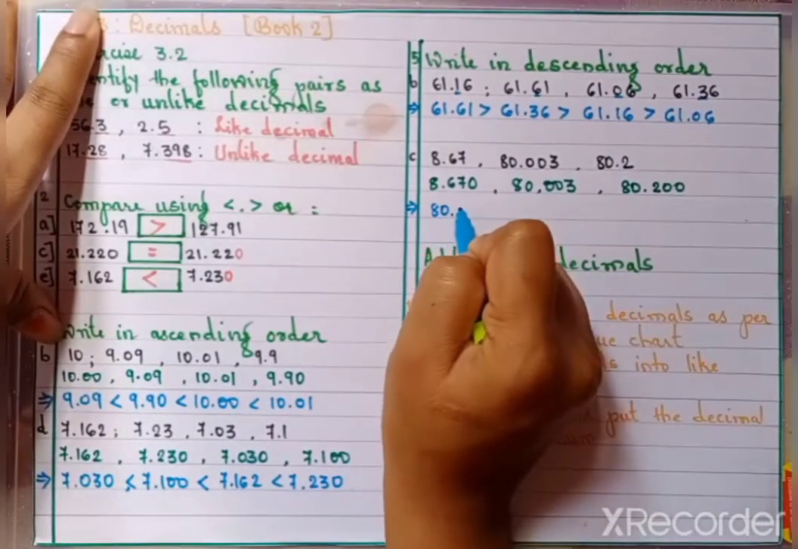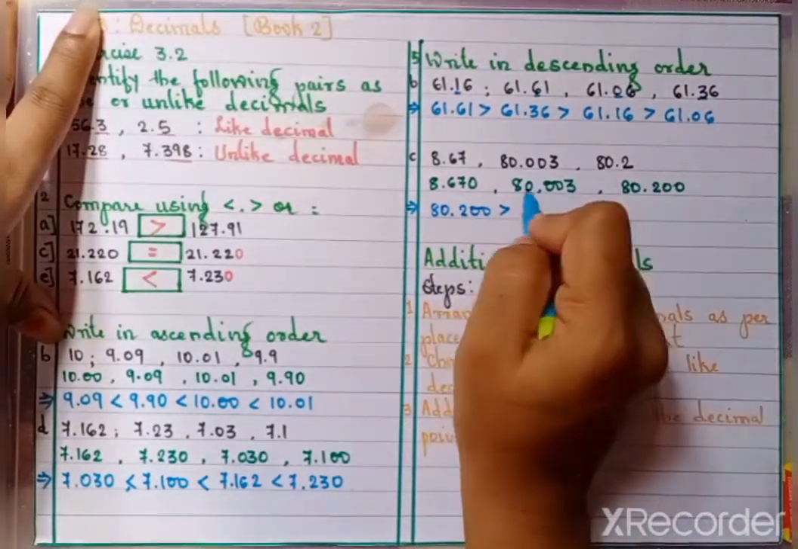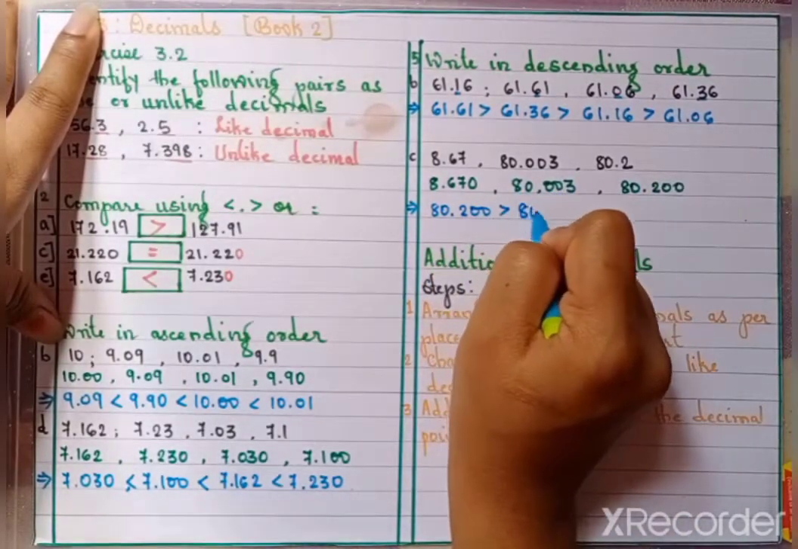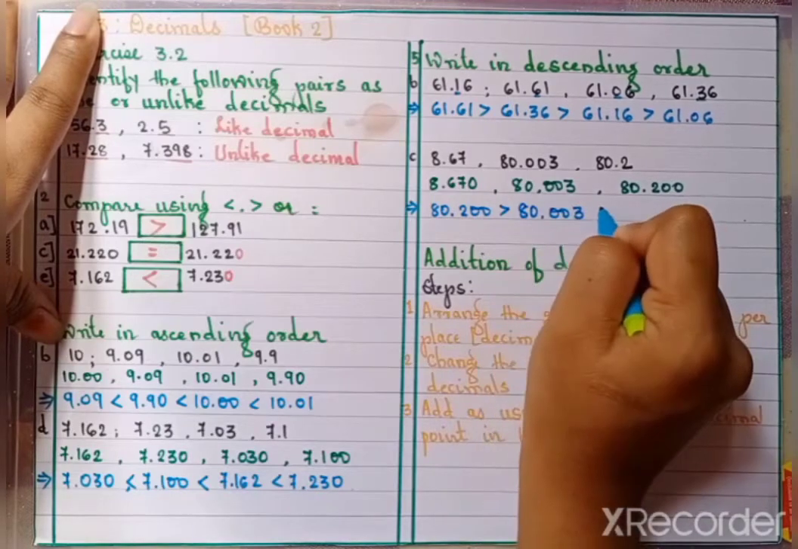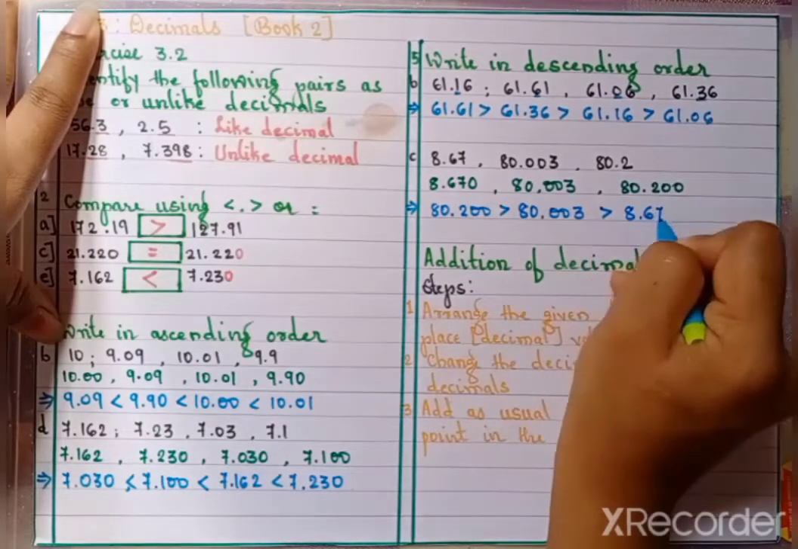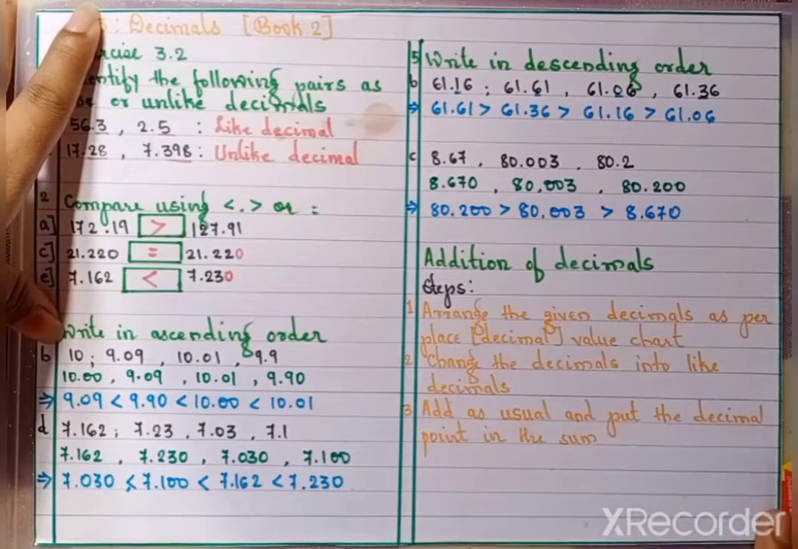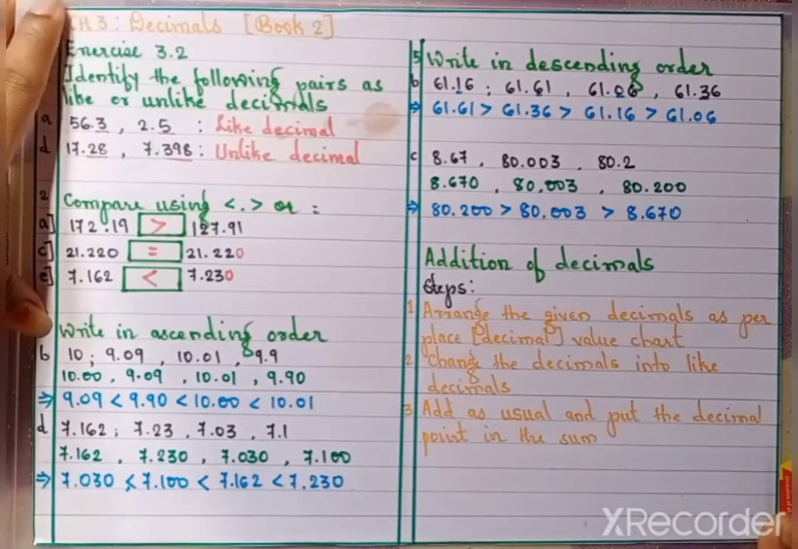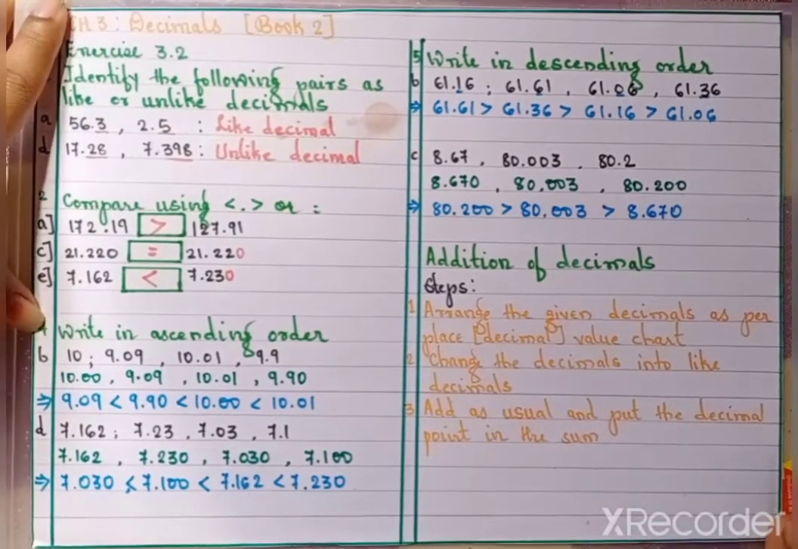Therefore, 80.200 is greater than. Next, I have to write this decimal, 80.003, which is greater than 8.670. This is how we have compared the decimals and we have descended them. Hope you have understood this.